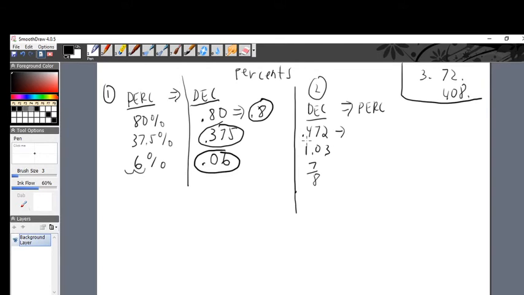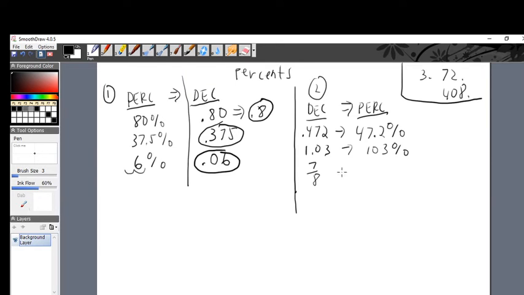This time, when we go from percent to decimal we went to the left. When we're going from decimal to percent, we're going to the right. 1 place, 2 places. So it becomes 47.2 and then tack on the percent sign. We're dealing with percent. 2 places to the right. This turns into 103%.